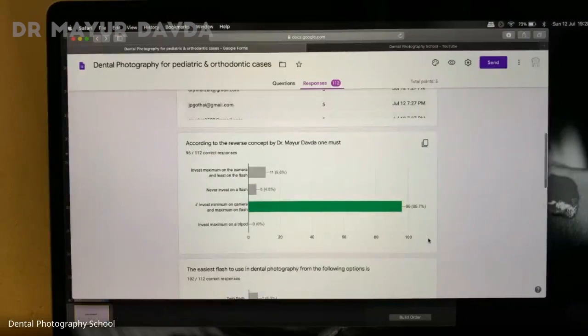So the first question was, according to the reverse concept by Dr. Mayur Davda, one must invest maximum on the camera and least on the flash. 12% said, never invest on a flash. 5 people said that.